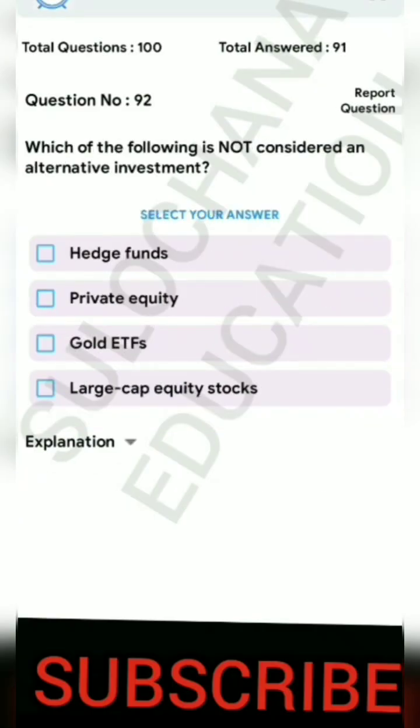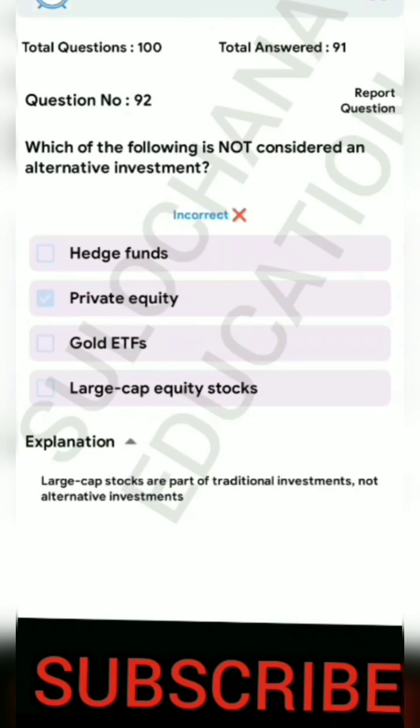Which of the following is not considered an alternative investment? Options are A. Hedge funds, B. Private equity, C. Gold ETFs, D. Large cap equity stocks. And the correct answer is large cap stocks, option D.